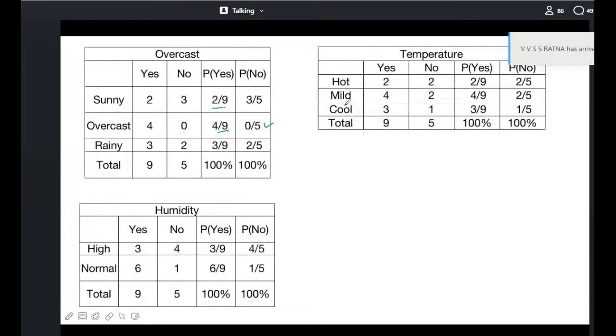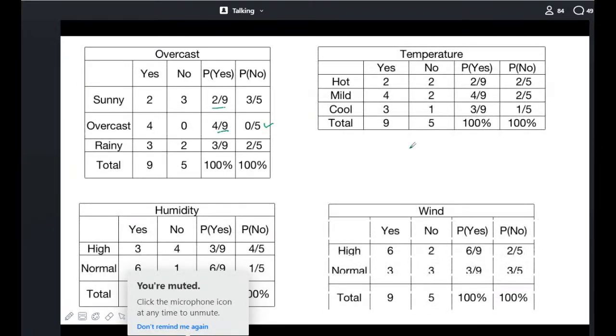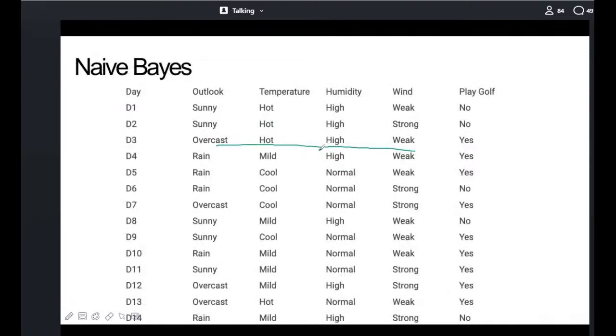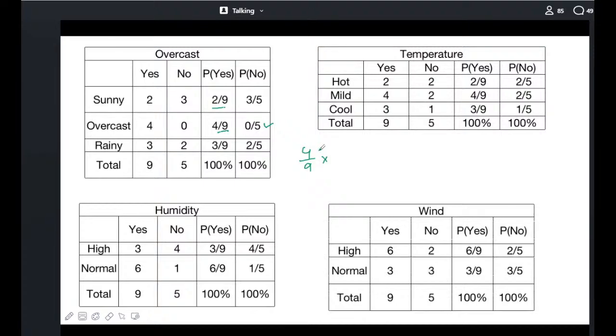Now the question is, what will be the temperature? Let's say we talk about D3. We want to predict for overcast, hot, high, and weak. So given overcast, the probability is 4 by 9, multiplied by the next ones: hot, high, and weak. Hot was 2 by 9.